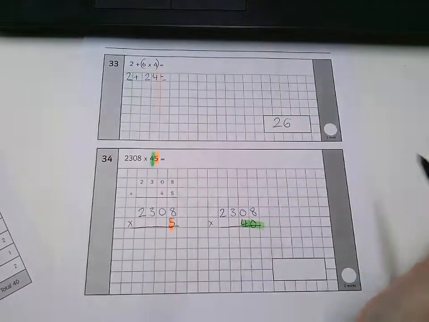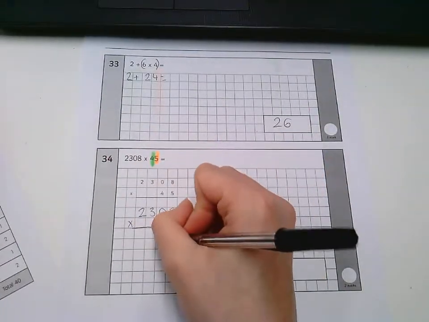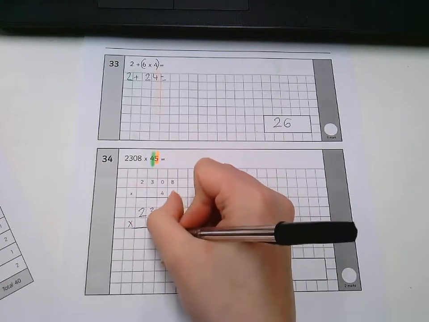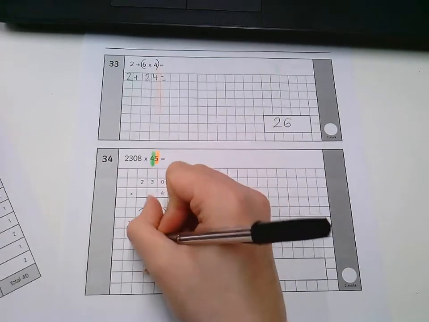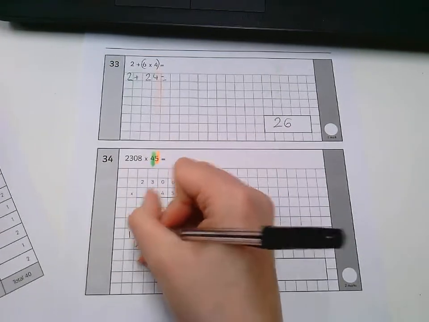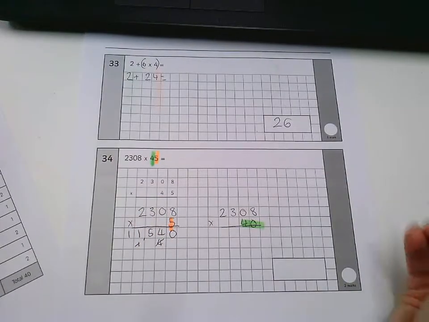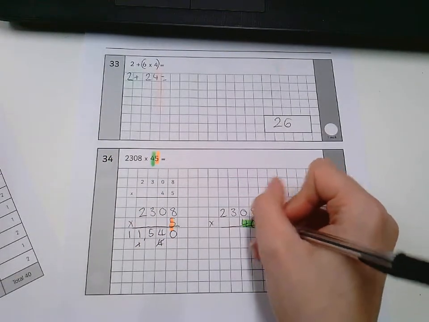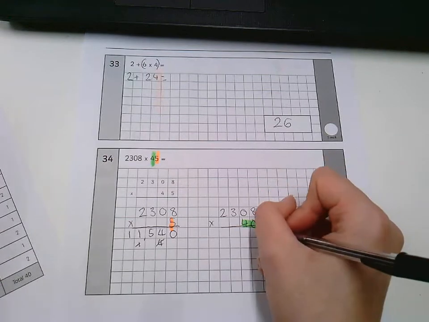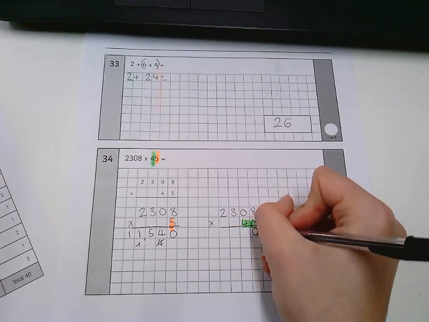So, same as normal. 8 times 5 is 40. 5 times 0 is 0. Don't forget your 4. 5 times 3 is 15. 5 times 2 is 10. So that would be 11,540. This side, don't forget you're timesing by a tens number, so you need a 0 in the ones column.